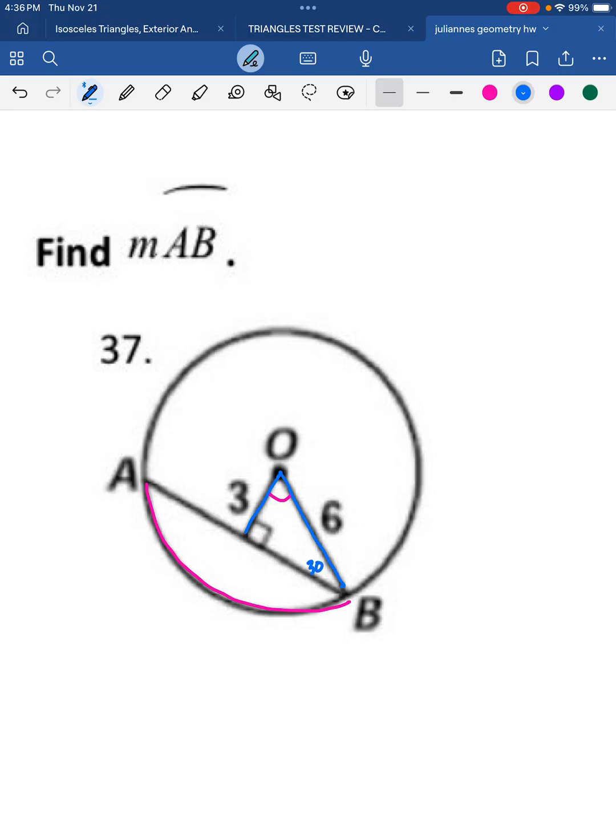So this is 30 degrees, which makes this angle 60, which means if I drew another radius here, this angle would be 60. So this whole entire angle right here would be 120 degrees, making this arc also 120 degrees because it's a central angle and they're equal to the arc.